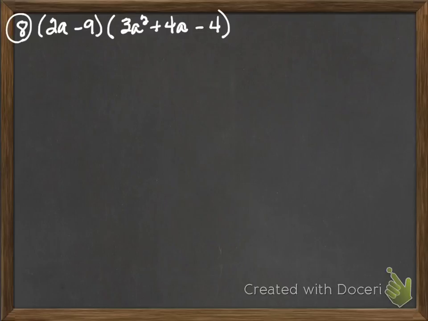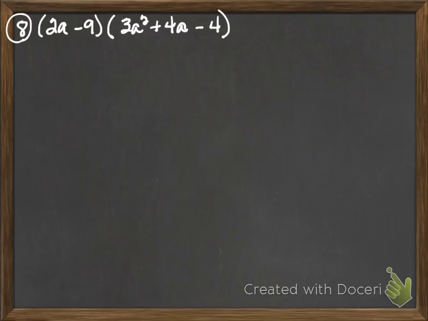We have 2a minus 9, which is a binomial, times 3a squared plus 4a minus 4, which is a trinomial. Still going to work it the same way. We still have to distribute, but we just have more distributing to do. It's like I have more people to give candy to, because that second parentheses has 3 terms in it. So you're just going to take your time. You're going to start with what term?